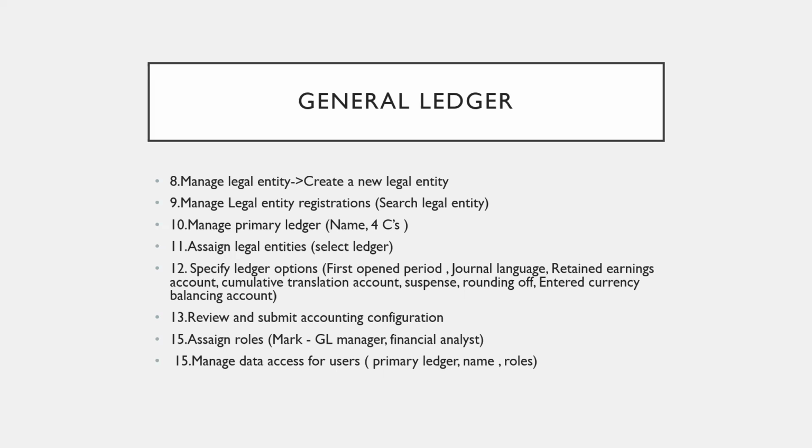In specify ledger options, you have certain mandatory accounts which you need to define, like retained earnings account, cumulative translation adjustment account, suspense account, rounding difference account, intercurrency balancing account. And along with this, you need to define your first open period, your general language, and whether the journals require approval or not. All these things you will be defining in specify ledger options. Then whatever 4Cs and legal addresses you have done, you will do review and submit accounting configurations.